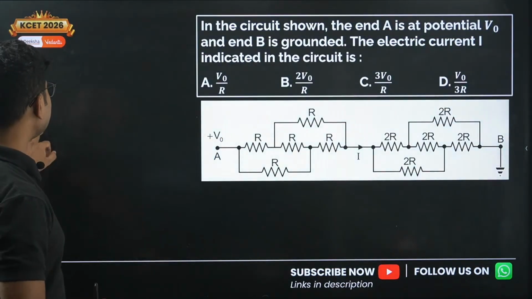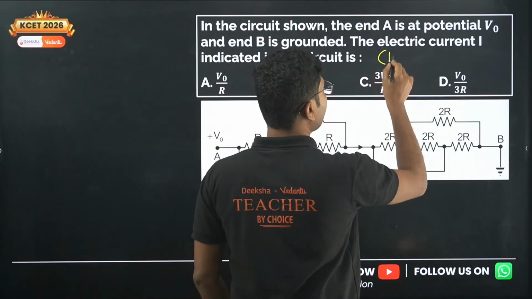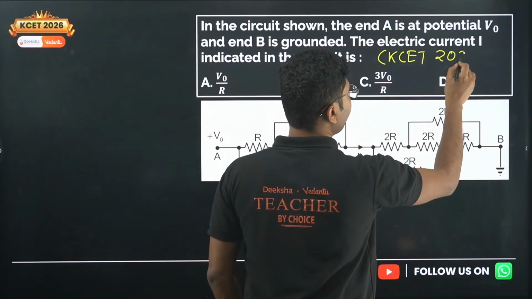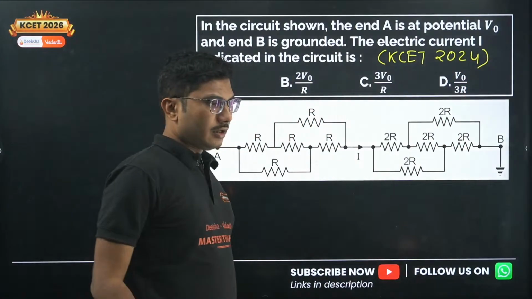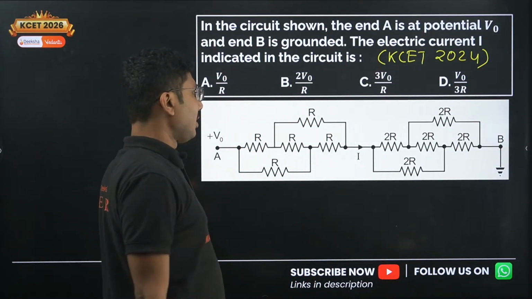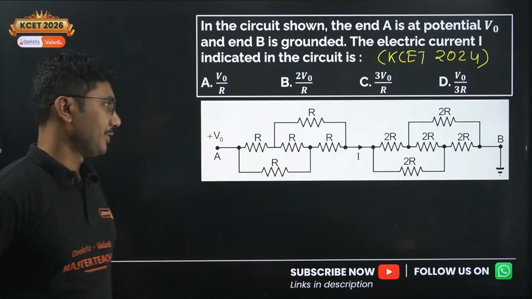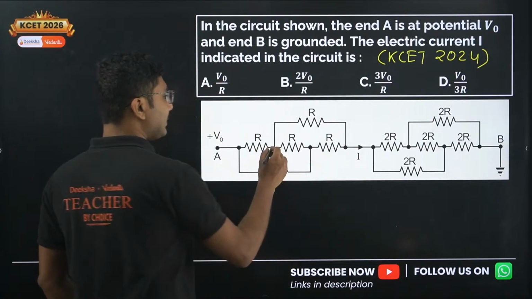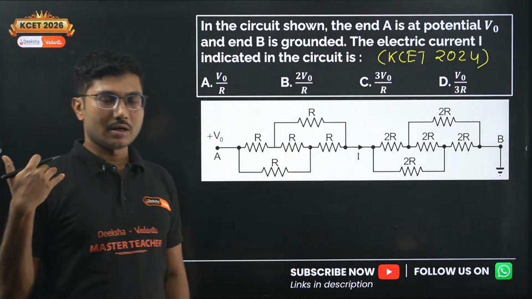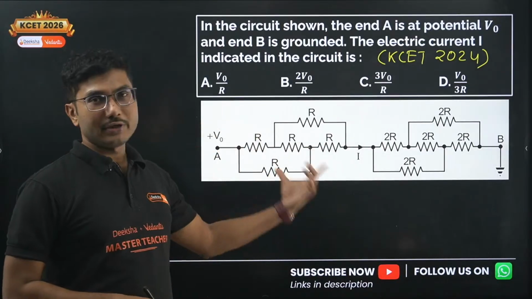This is from your KCET 2024. This question came in KCET 2024, 2 years back. Now try to solve this. So this is a circuit. If you understand, this circuit is actually nothing but a Wheatstone bridge. So how do I say that? This pattern is very common across JEE, across NEET, across KCET as well.